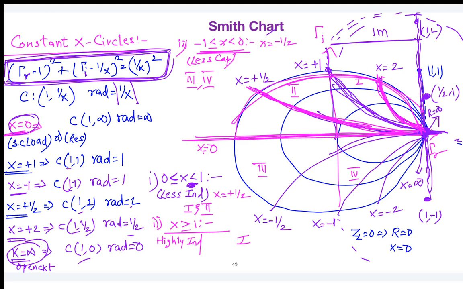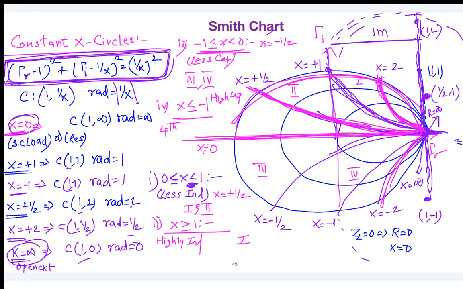And the next thing, if the x value is more negative, it is going to cover only the fourth quadrant. You can say the nature of the load is highly capacitive. So that is the full conclusion about the Smith chart.